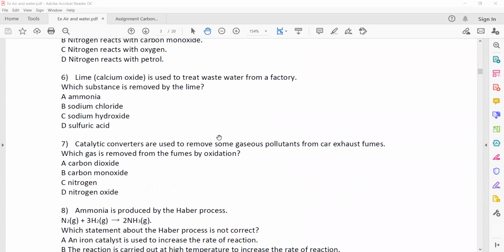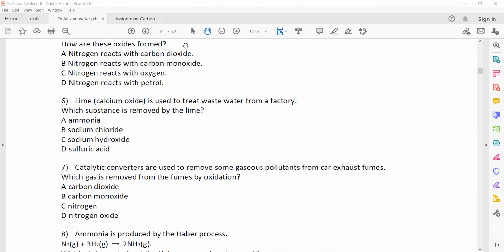Then question 6. Lime, which is calcium oxide, is used to treat the wastewater from the factory. Which substance is removed by the lime? What is lime? Lime is calcium oxide. Calcium is a metal, so we can also say it is a metal oxide or base. A base can react with acid. So which of them is acidic? That substance will react with lime.